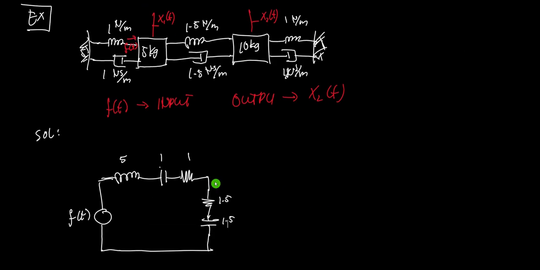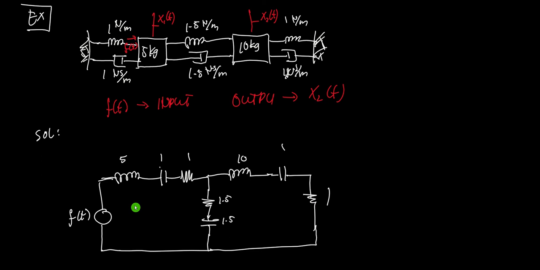Then we have another mass that is connected to this common component. So we just draw here another mass, and that is 10 kilogram. And we have another two components. We have the resistor and the capacitor, and we have a resistor. Then we'll go back to that one. So this will be 1 and another 1.